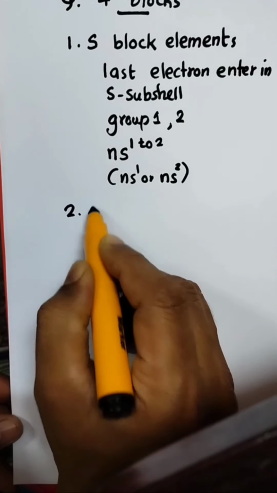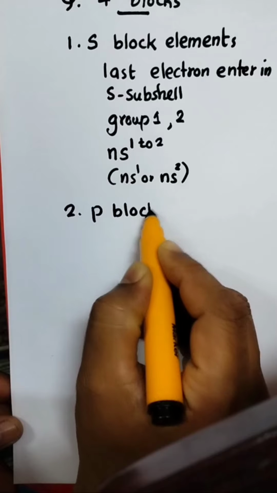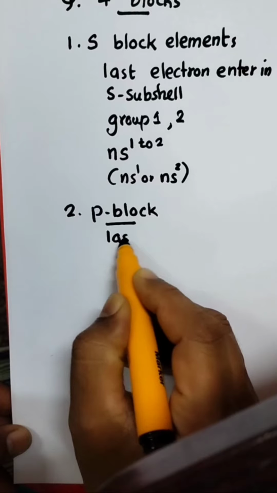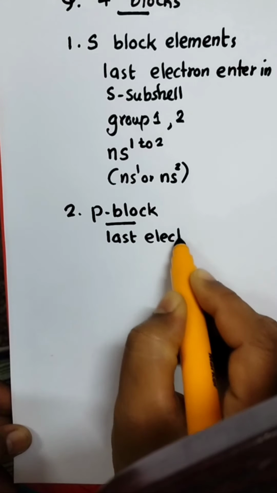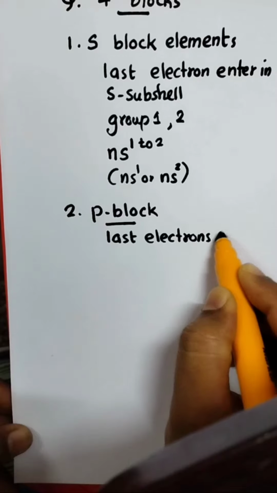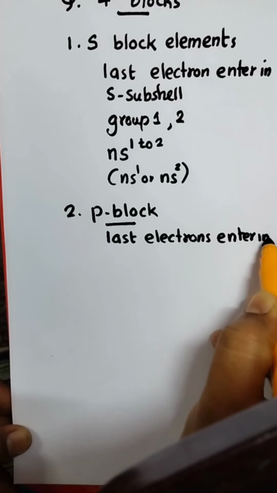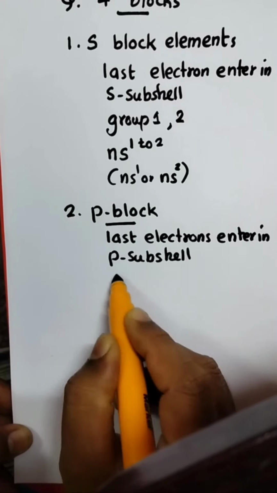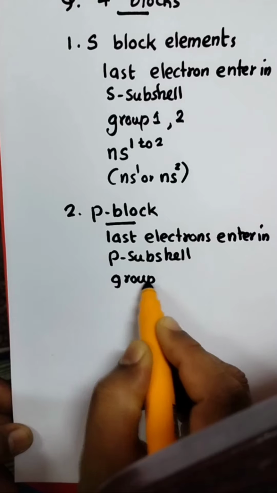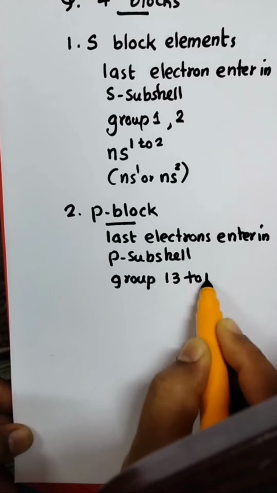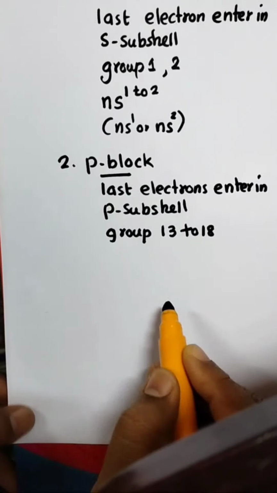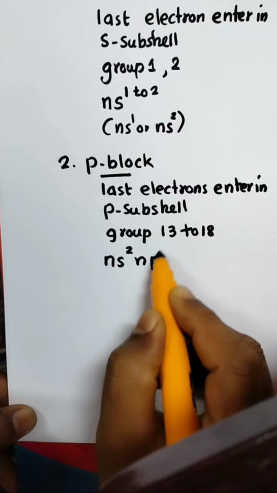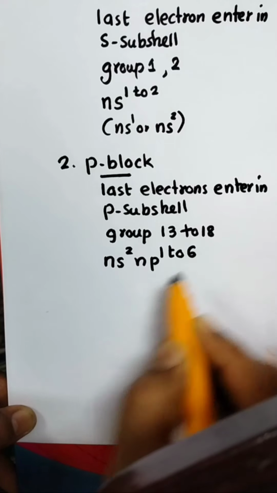Second, P block elements. Elements in which last electrons enter in P subshell. They are group 13 to 18. Their general electronic configuration is ns2 np1 to 6.